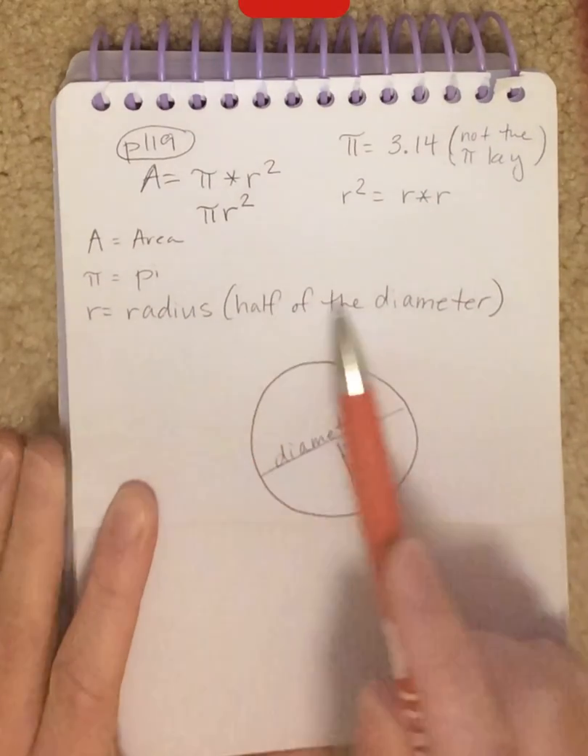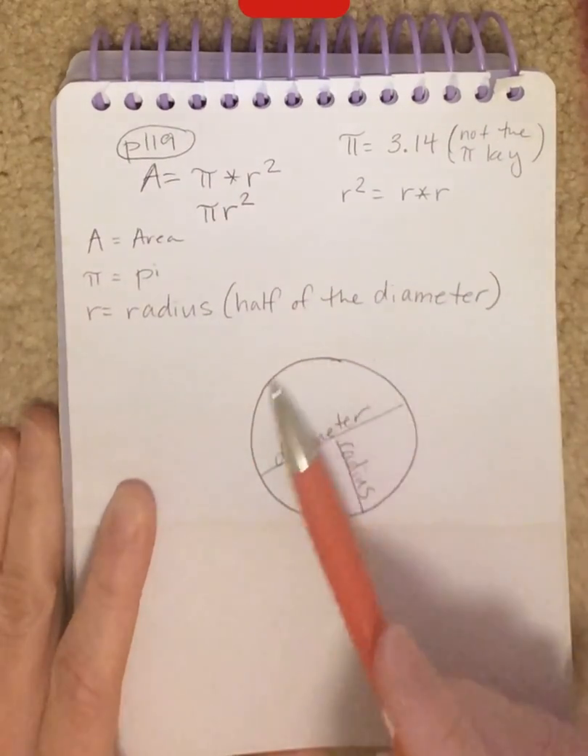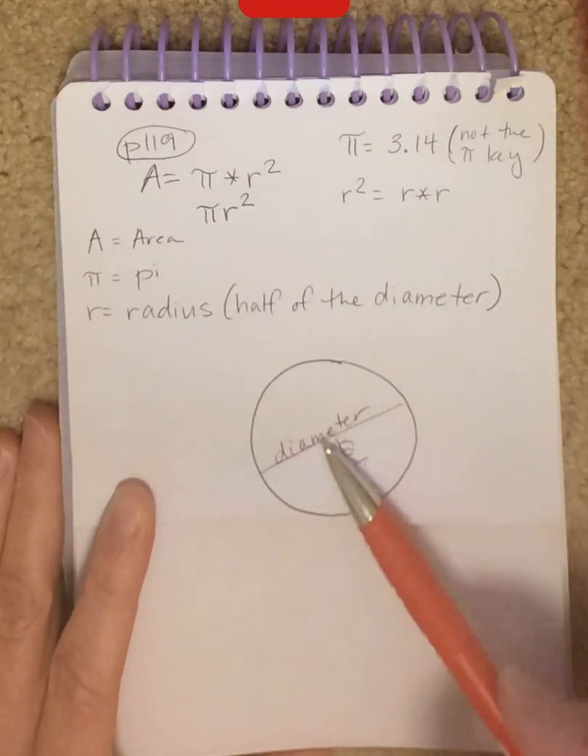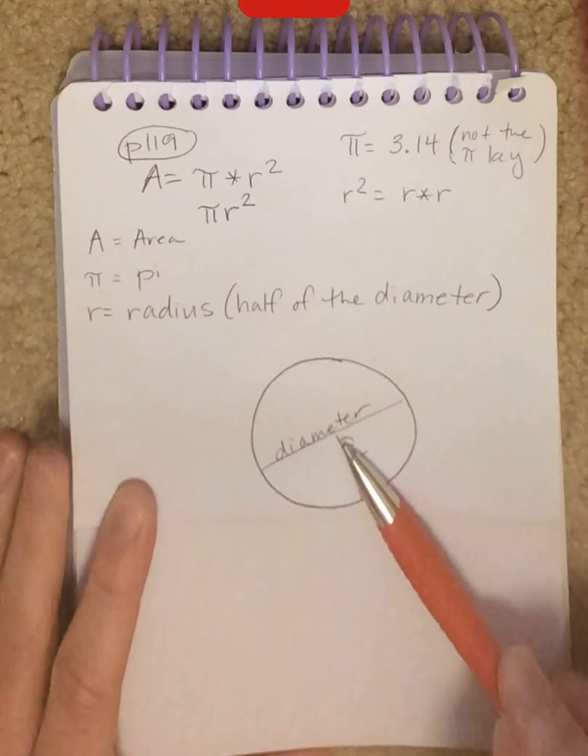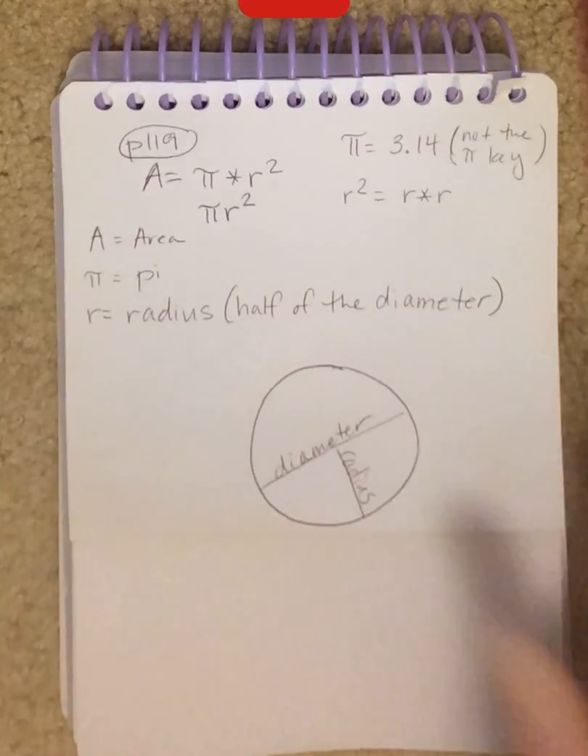The radius is half of the diameter. So if we drew a circle, the diameter goes all the way across the circle. The radius goes halfway from the center to the edge. So if we start by going through the problems, number 2 is the first problem we're doing.